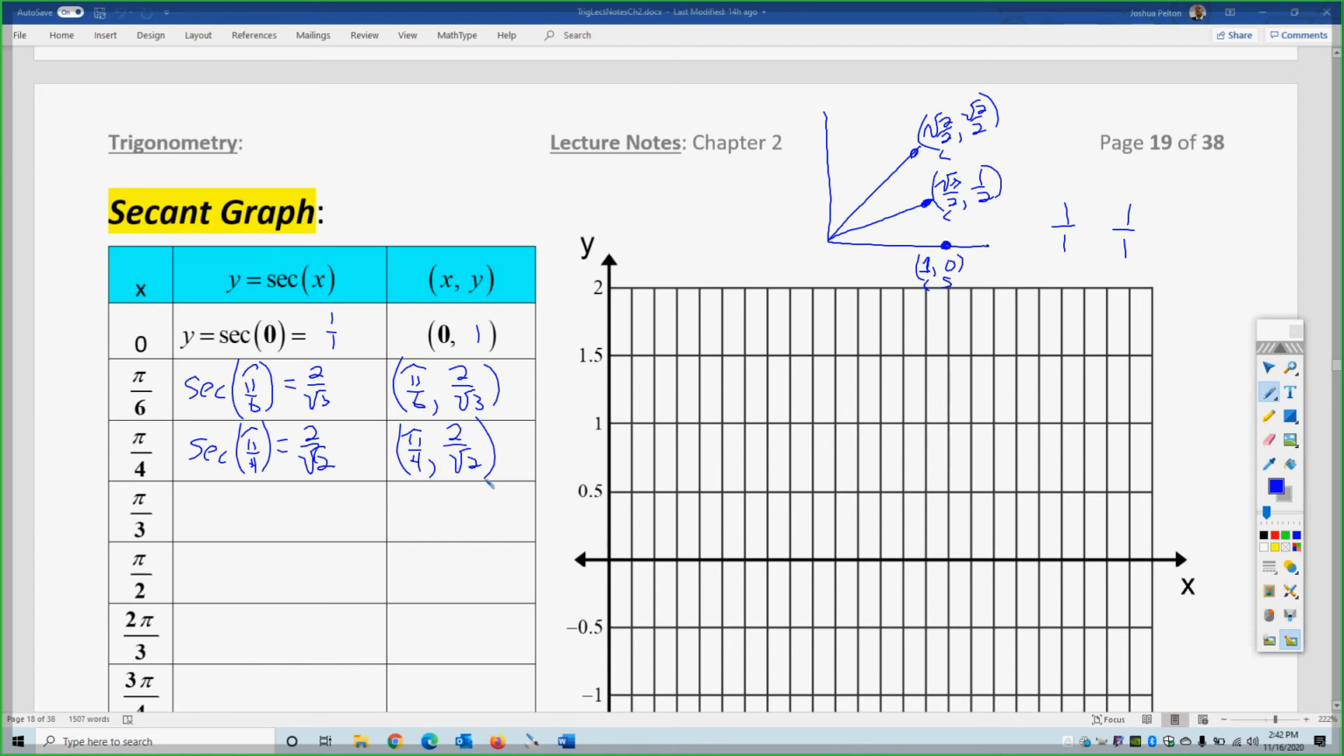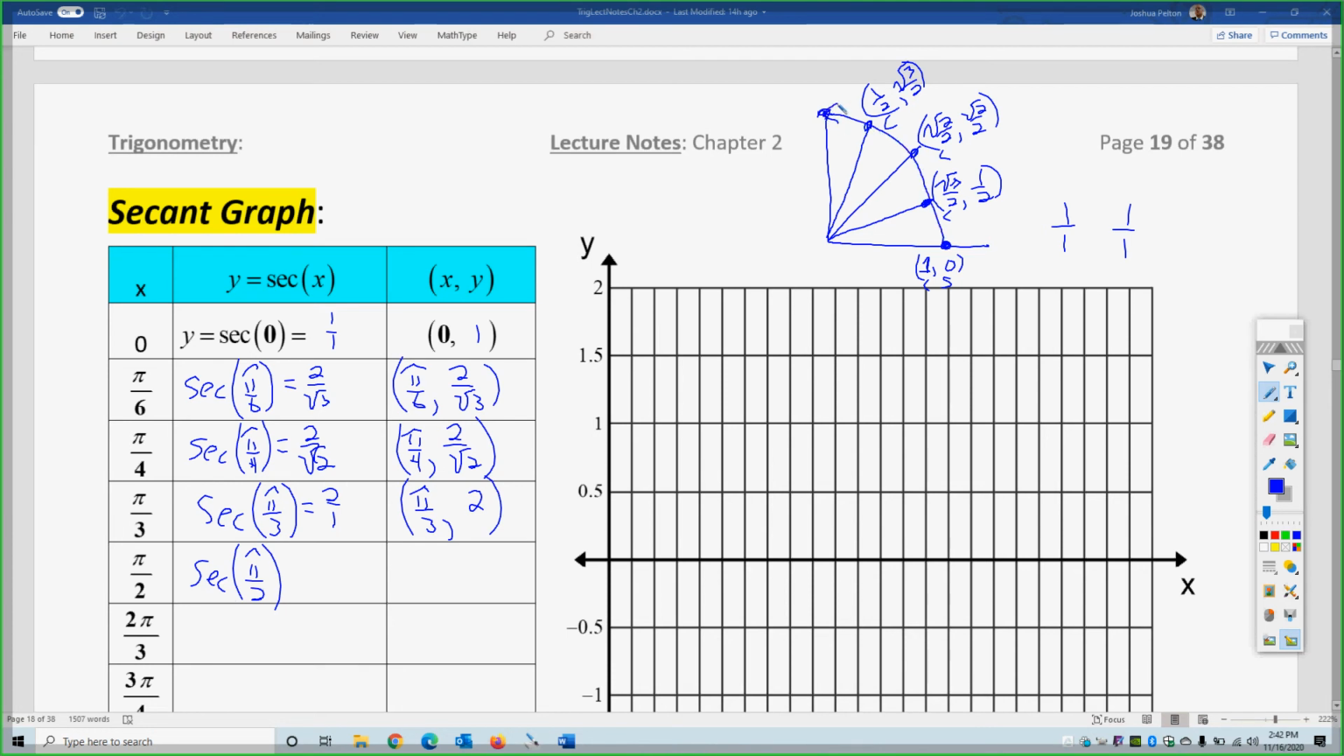Okay. Next, I get the 60-degree angle, which is 1/2, root 3 over 2. So if I flip the cosine, I'll get 2 over 1. So the secant of 60 degrees is 2 over 1. So pi over 3 is 2 when doing secant. And lastly, the secant of pi over 2 is at the 90-degree angle. So we've gone all the way through the first quadrant now.